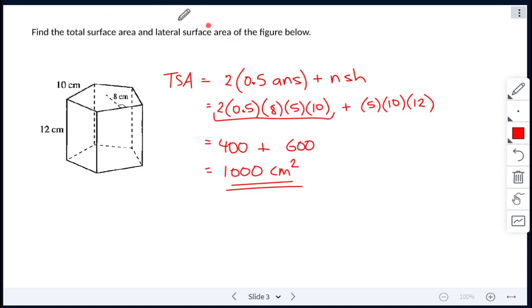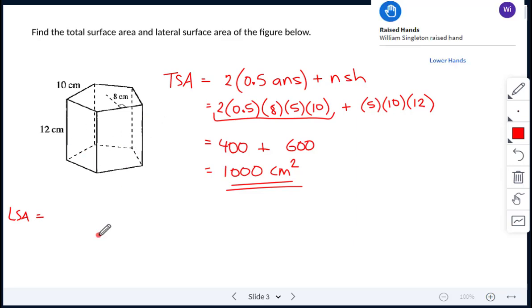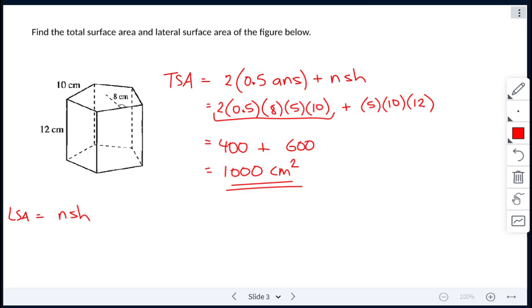It does ask us to calculate the lateral surface area. So when we are doing lateral surface area, I'll just do it right here. We are not including the top and bottom. We're just doing the rectangles here. So it will just be NSH. Lateral surface area would just be, in this case, the 5 rectangles, which is represented here, NSH, which we just calculated up top there, 5 times 10 times 12. So therefore 600 centimeters squared for the lateral surface area.